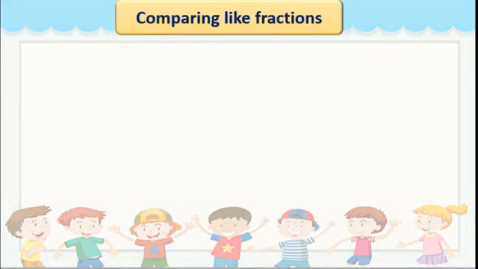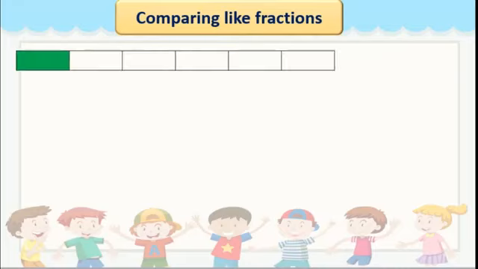Now, comparing the like fractions, again remember that always like fractions means denominator should be same. Okay, we will compare the like fractions. See dear students, here a rectangle, it is divided into 6 equal parts and one part is colored. How we will write this in the fractional form? 1 upon 6, isn't it?